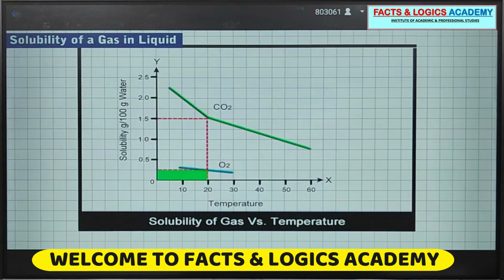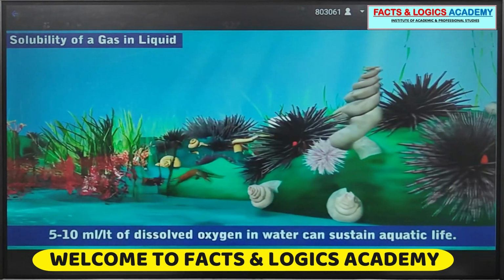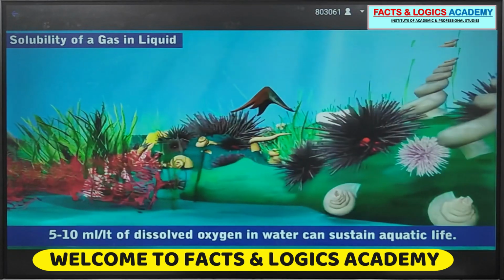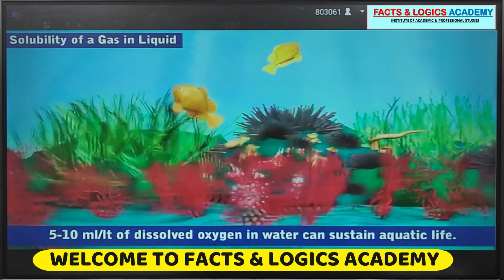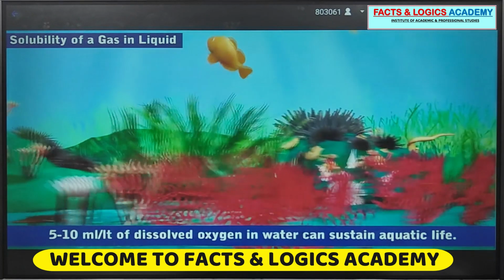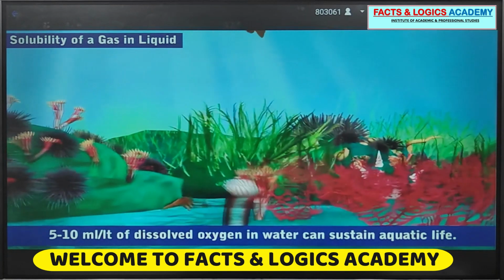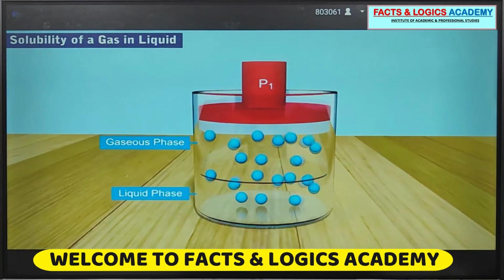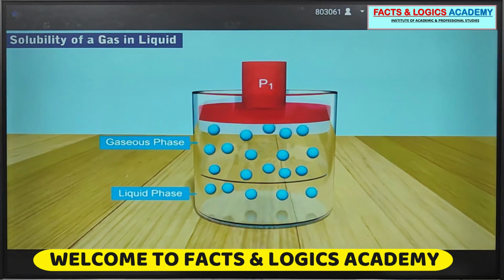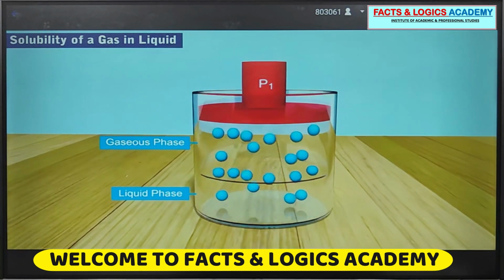Oxygen dissolves in water to a very small extent, about 5 to 10 milliliters per liter of water. However, even this small quantity can sustain aquatic life. The dissolution of gases in liquids is an equilibrium process.